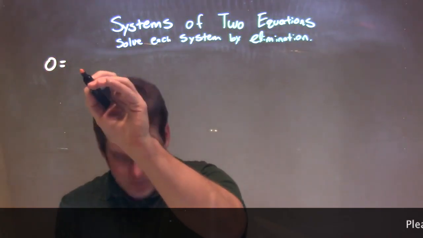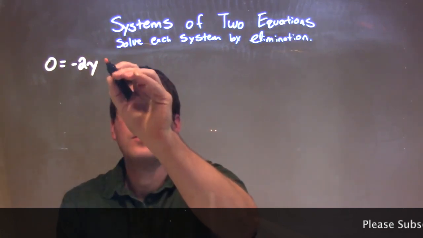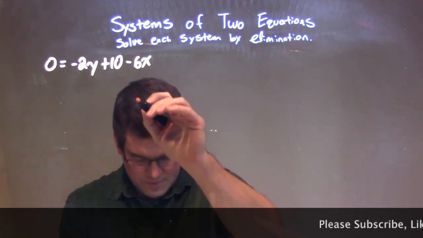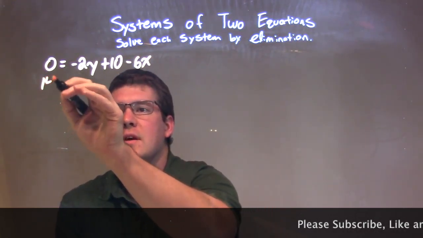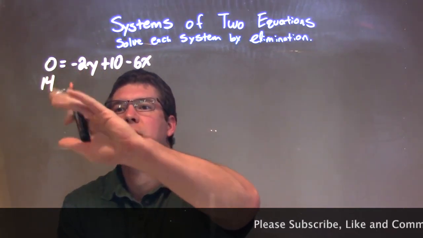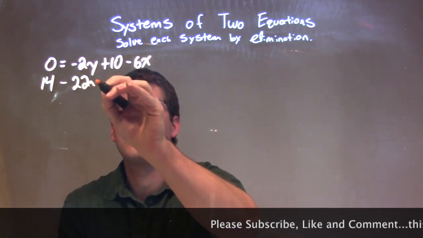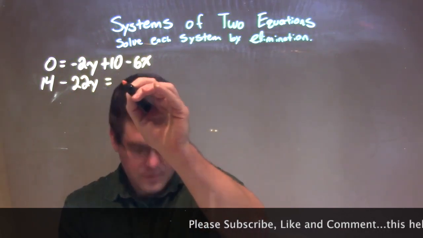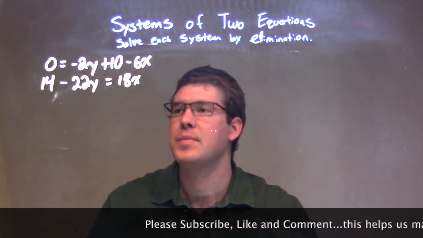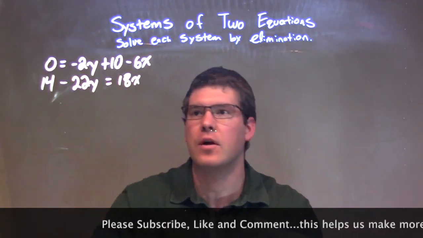0 equals negative 2y plus 10 minus 6x. Second equation is 14 minus 22y equals 18x. Well, what I'm going to do is rewrite this to have all the variables on one side, all the numbers on the other.